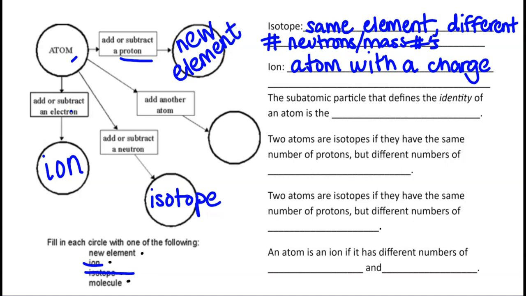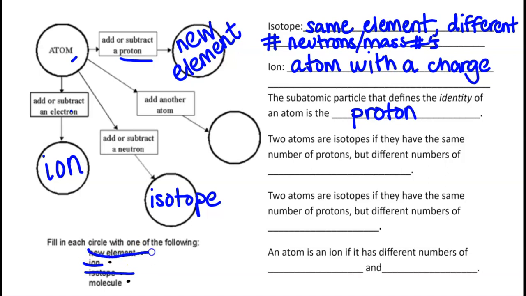So the subatomic particle that defines the identity of the atom is the proton, because if we change the number of protons, then we no longer have the same element. We have a totally new element. So the identity of the atom, meaning what type of atom it is, whether it's fluorine or chlorine or phosphorus or sulfur, is identified by the number of protons.